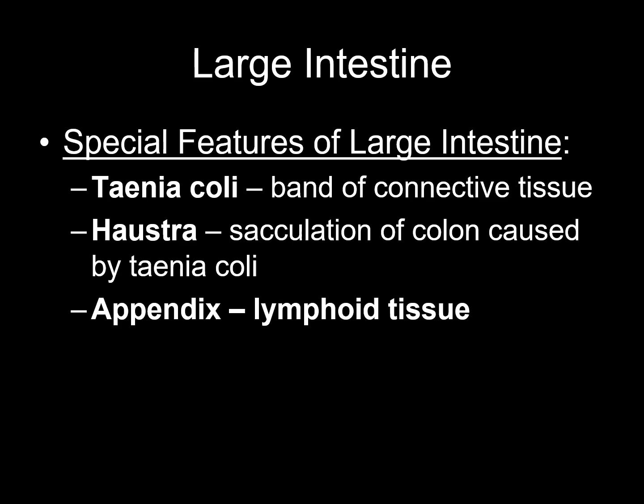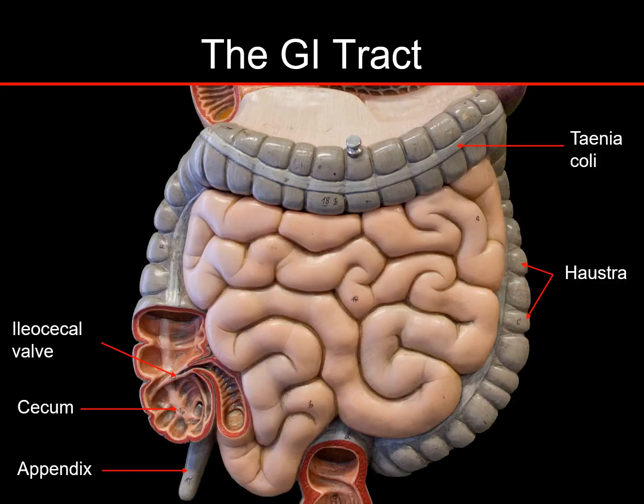And I pointed out the appendix, and even though it's part of the lymphatic system, we consider the appendix as part of the large intestine as well. So here is our model again. We have the cecum and the appendix down at the bottom here. And then if you notice, we have this band running along, more prominent on one side than the other. That's the taenia coli.